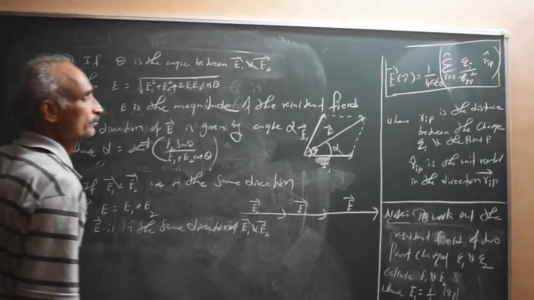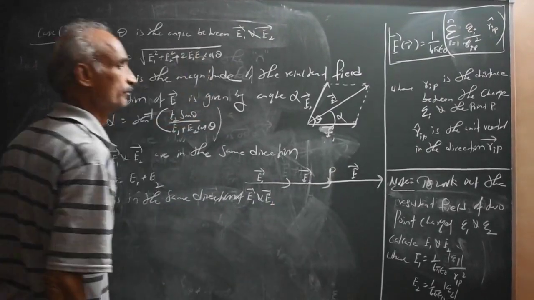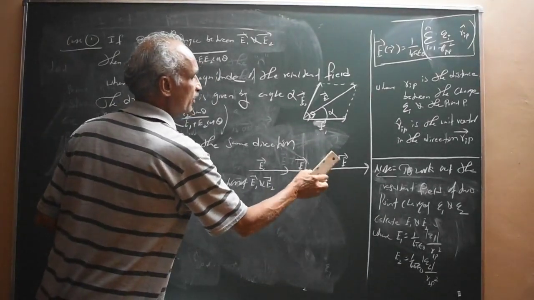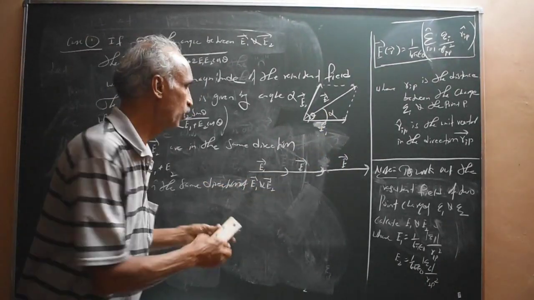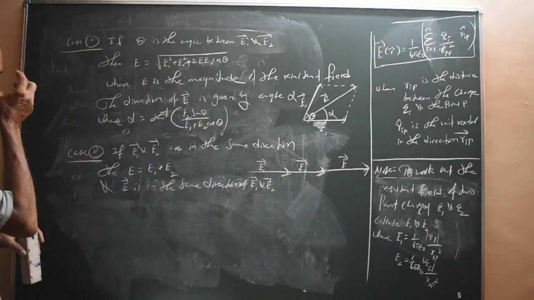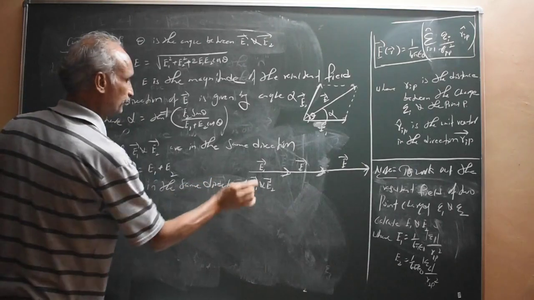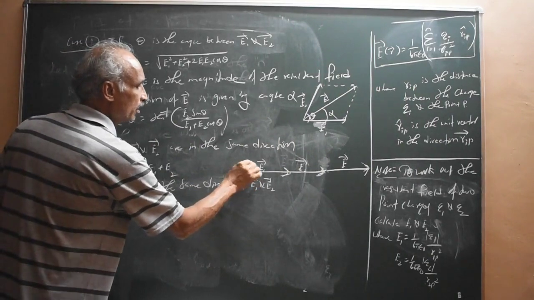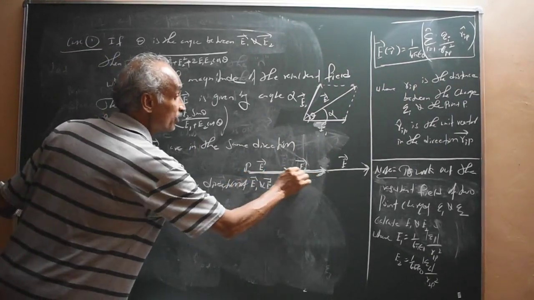So here is the point P. E bar is also in the same direction as E1 bar, so E1 bar, E2 bar, and E bar are all in the same direction. Here is the point P, wherever it is. Say, here is E1 bar. This is E2 bar. Now this is E bar.